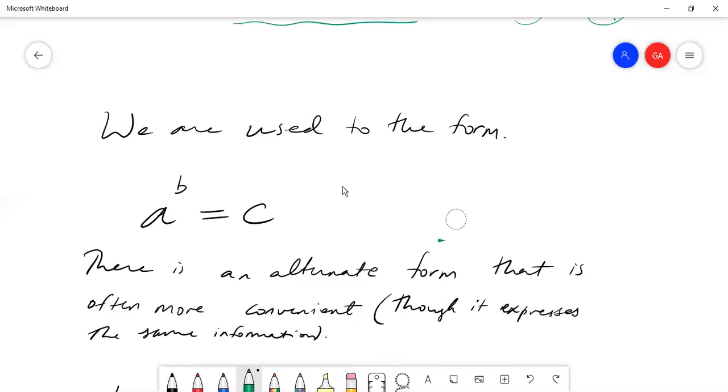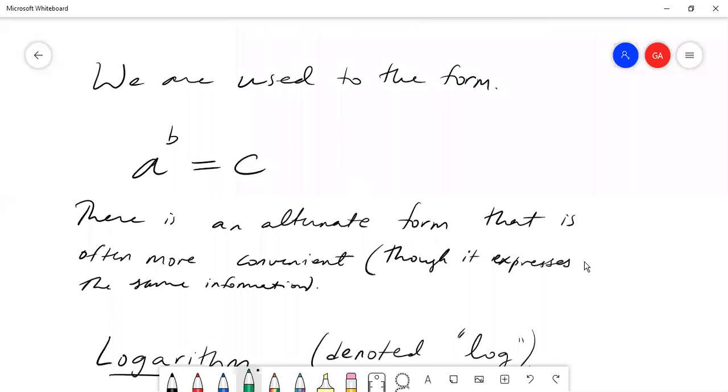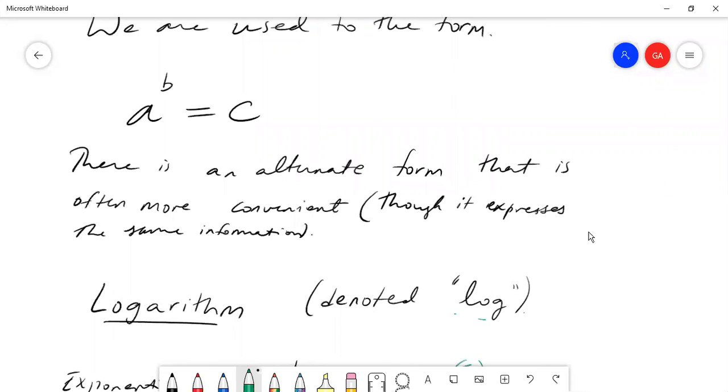And it turns out that there is an alternate formulation that is sometimes more convenient than this formulation. And that alternate formulation expresses the same amount of information as this first formulation, but it can help us do problems. And that alternate formulation is called the logarithm, or the logarithmic form. And it's denoted by this symbol. It looks like the word log, and that's how you would say it, log, but it's really a symbol. Okay, so it's a transcendental thing.